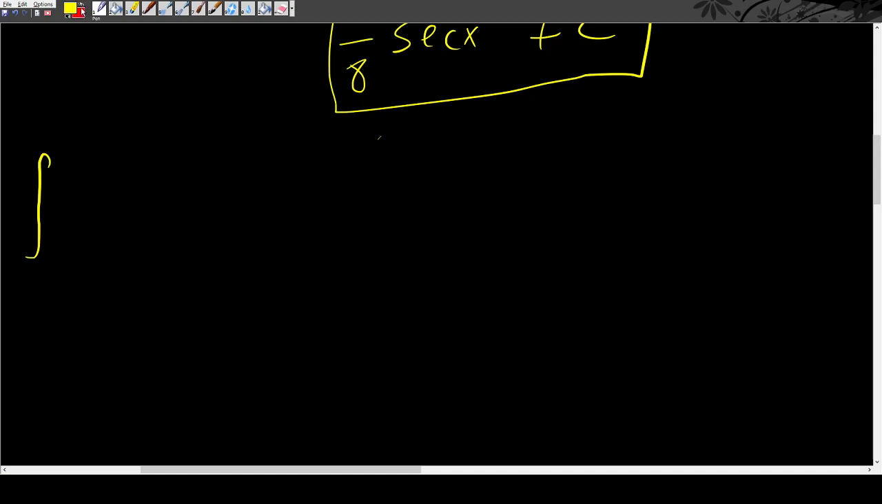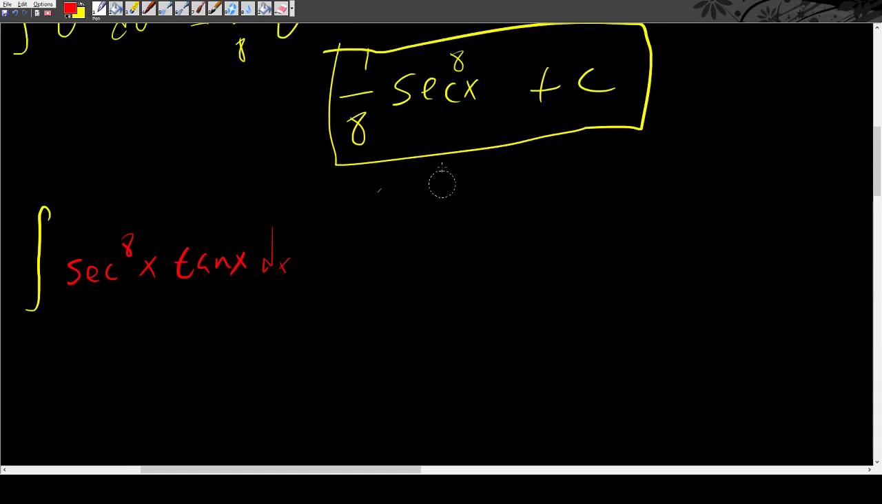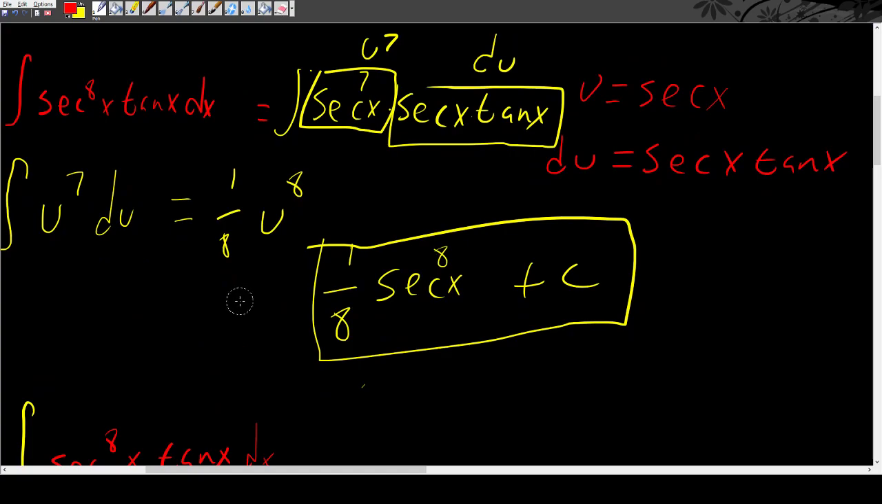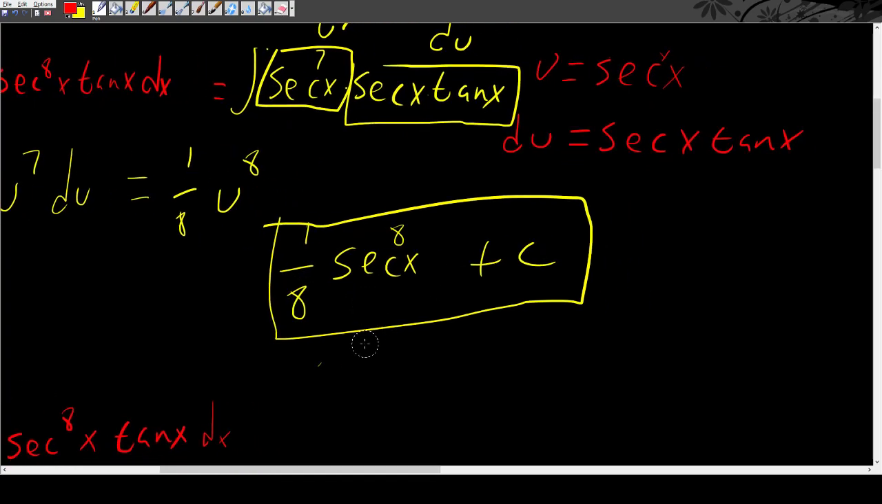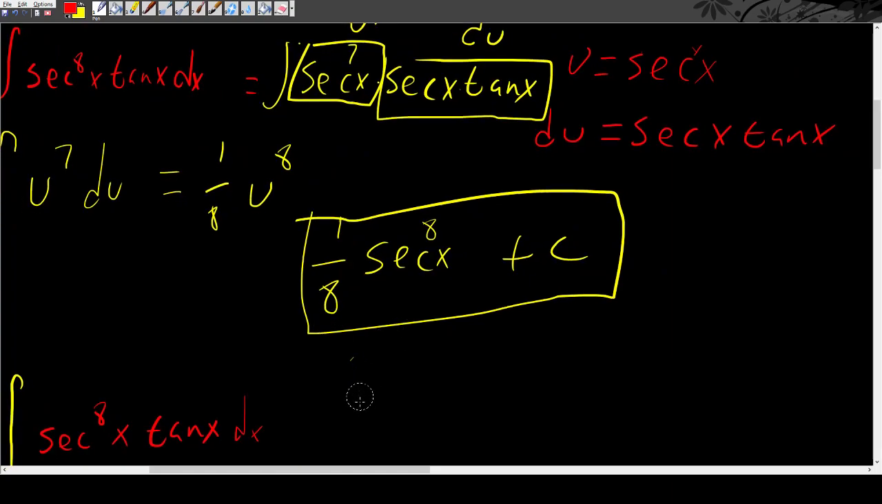Secant to the 8th x tan x dx. Now, an interesting thing about this problem is that it does not matter what number you have, like, say, make it secant x to the y. I put a y here. It does not matter what you choose for u. You could have 4, 5, 6, 7 for u. So let's say we have 2 for u.